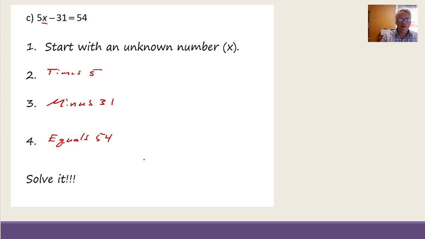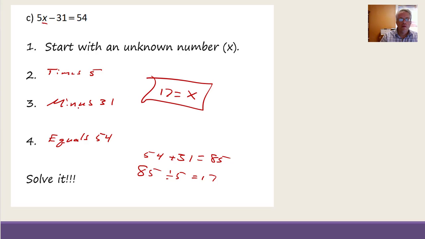Okay. We're going to go backwards. So we're going to start with 54. When we minus 31, or actually add 31 to undo that, we get 85. Instead of multiplying by 5, we're going to undo that. We're going to divide by 5. 85 divided by 5 is 17. And we made it back to our starting number. 17 must have been the number that we started with. All right, just one more example.